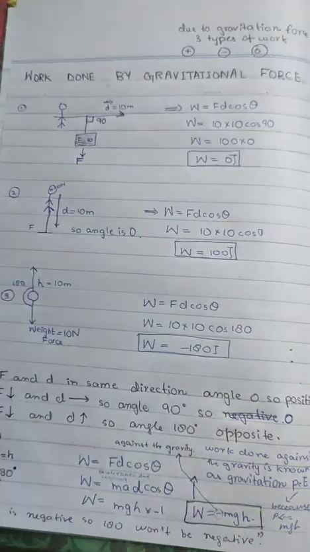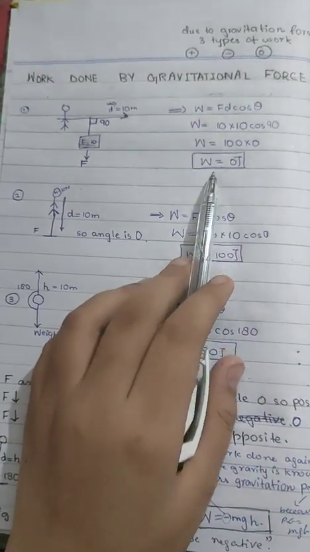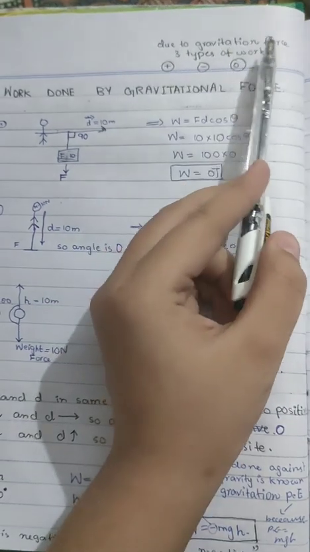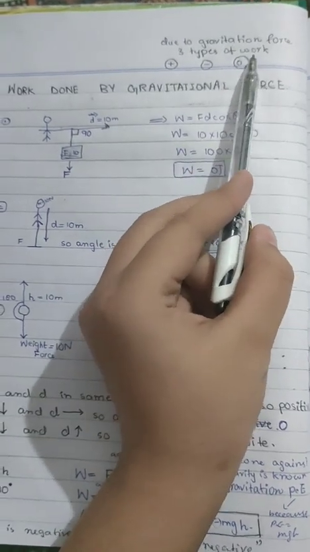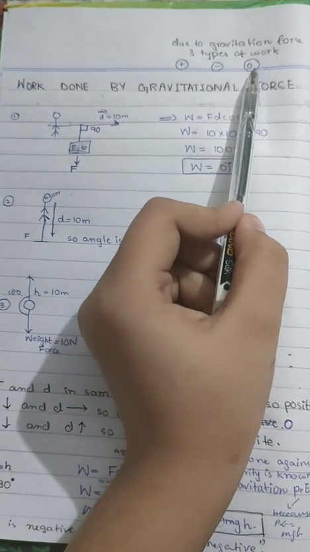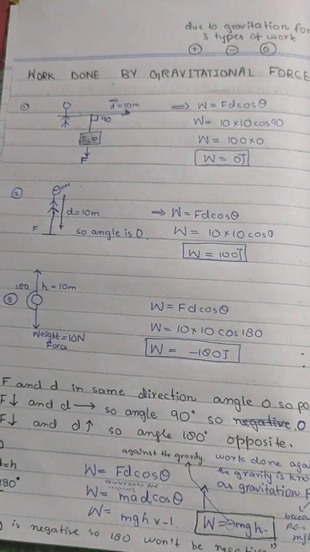So this work is basically 0, because as I told you, due to the gravitational force three types of work are done: either positive, negative, or 0. So this work is 0.